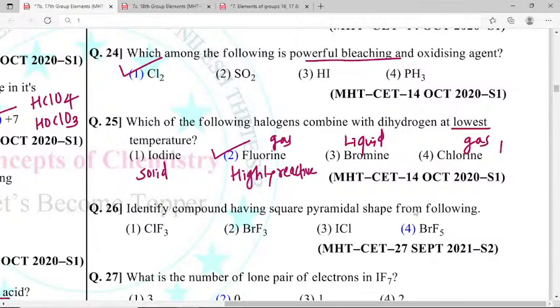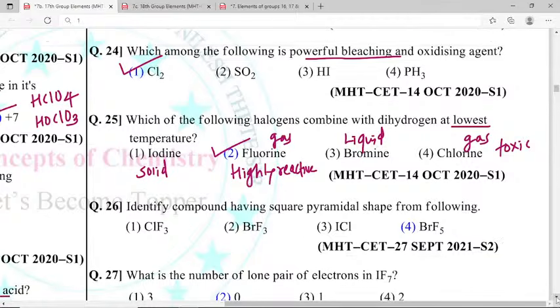Chlorine is a toxic gas. Bromine is a brown-red liquid. Iodine is a solid. Fluorine is a highly reactive gas.